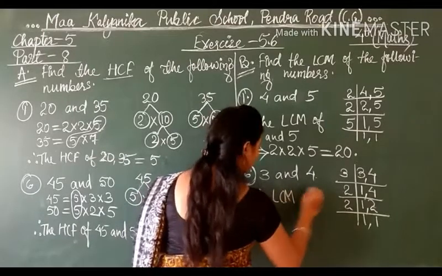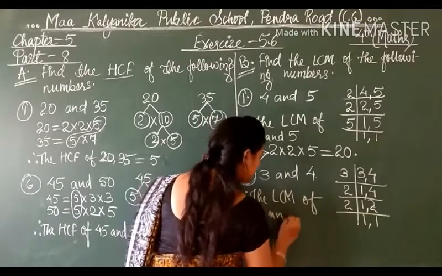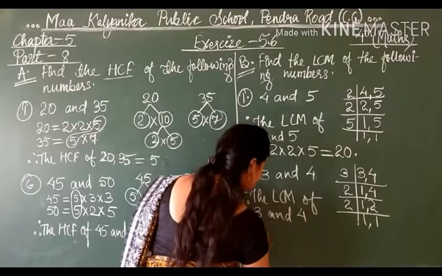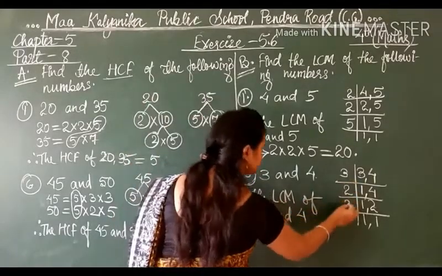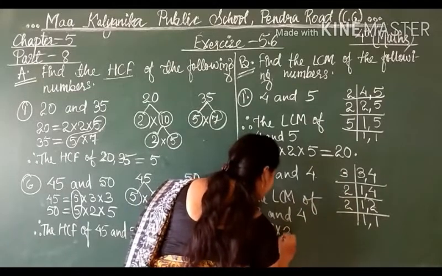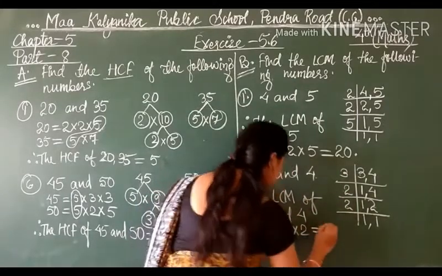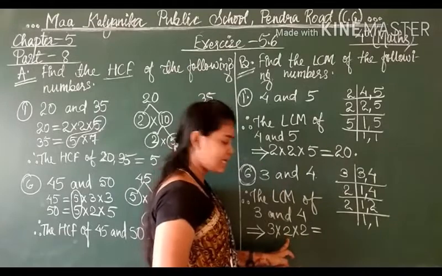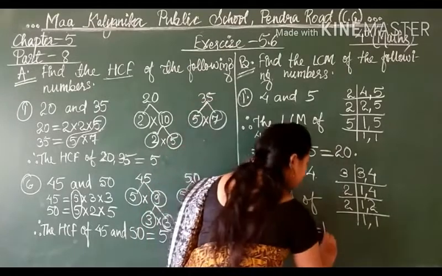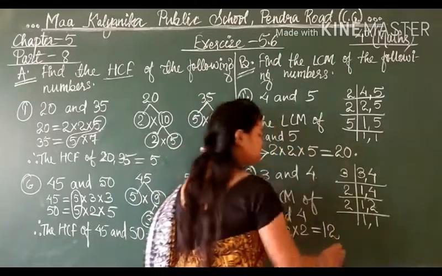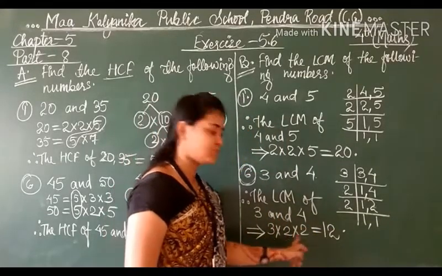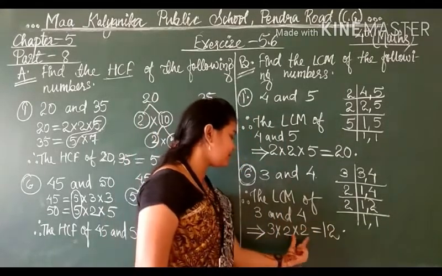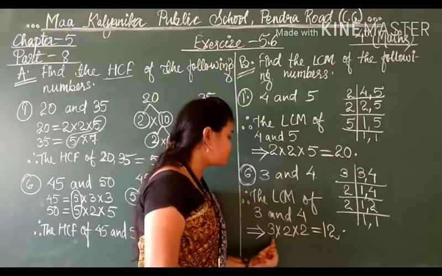LCM of 3 and 4 is equal to... So 3 and 4, what are the numbers? 3, 2, 2. So 3 multiplied by 2 multiplied by 2. So students, 3 2s are 6 and 6 2s are 12, which means we have to multiply all these factors. So 3 2s are 6 and 6 2s are 12. Or you can read the table: 2 2s are 4 and 4 3s are 12.